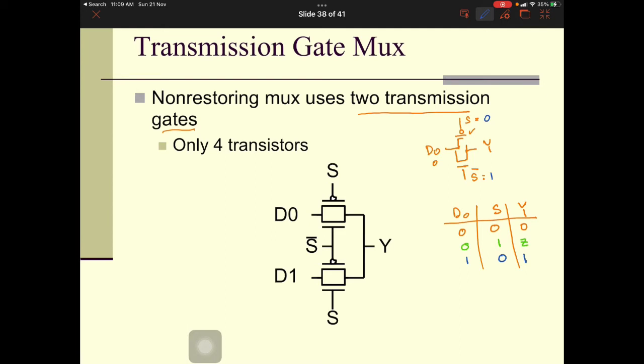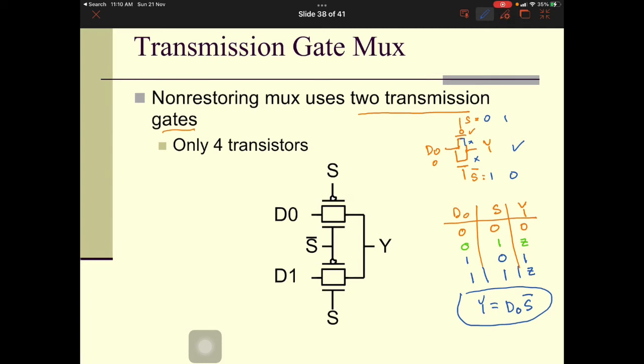Okay, and if you put in the next instance, which is 1, 1, because S equals to 1, which is here, and S bar will be equal to 0, both will be off, so this will be a Z. So if you write the equation over here, Y will be equal to D0 S bar. Okay, so this transmission gate can perform the equation of Y equals D0 S bar.